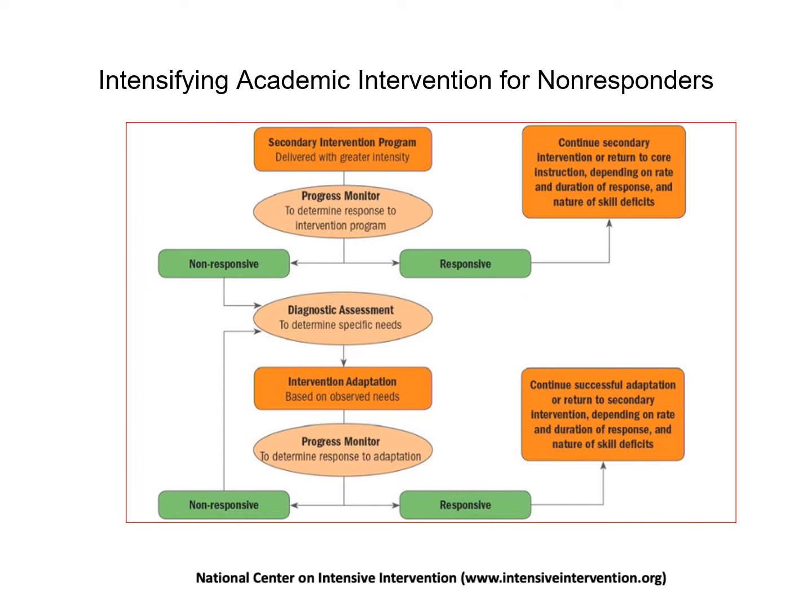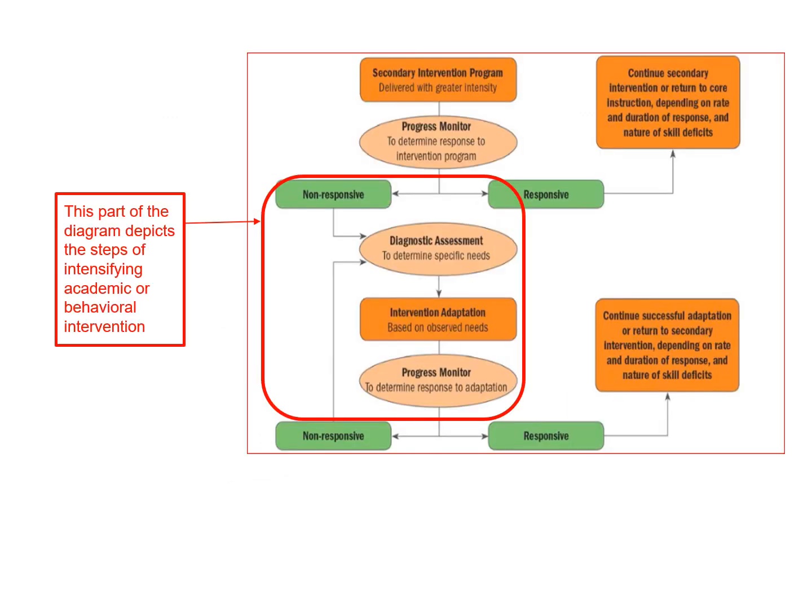This is what the process looks like. You monitor student progress, determine if they are responsive or non-responsive, continue with assessments to determine what type of adaptation would most likely be effective, implement that adaptation, and then continue to monitor the student's progress to again determine whether the student is responsive or not responsive to the adaptation. This section of the diagram shows the steps of adaptation or intensifying the intervention.